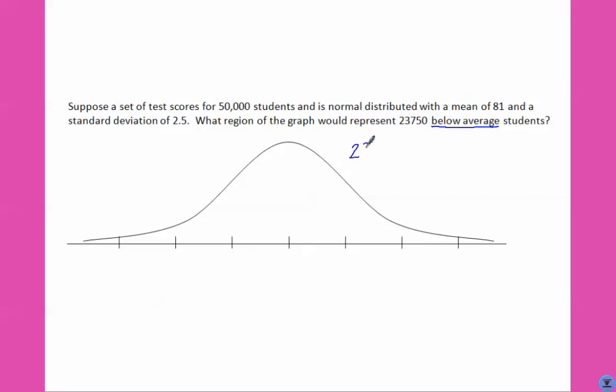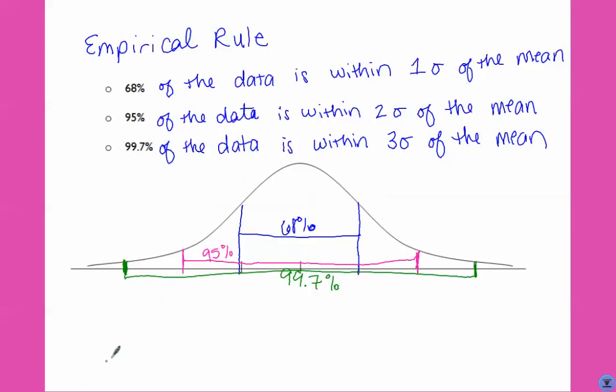So 23,750 kids out of the 50,000 students that took it. That gives us 0.475, which means it's 47.5%. Now, based on the percentages we had before, 68, 95, 99.7, seems a little difficult to get 47.5.